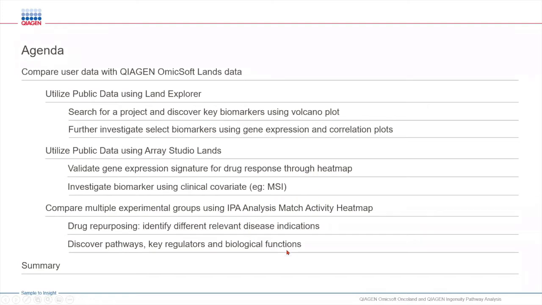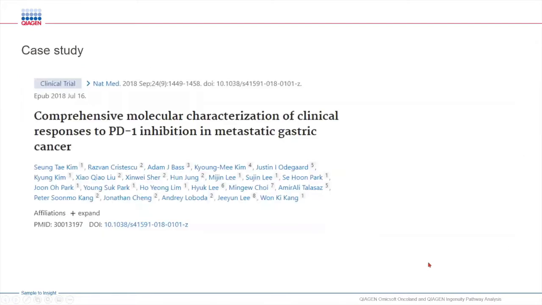And lastly, we will talk about the analysis match feature in IPA to identify disease indications for drug repurposing. So this tool can allow you to discover data sets with similar or opposite biological results compared to yours. And it will allow you to identify new regulators, novel diseases, and biological functions. So with that, let's start with a case study in mind and see how we can leverage the Lands and IPA for your research.